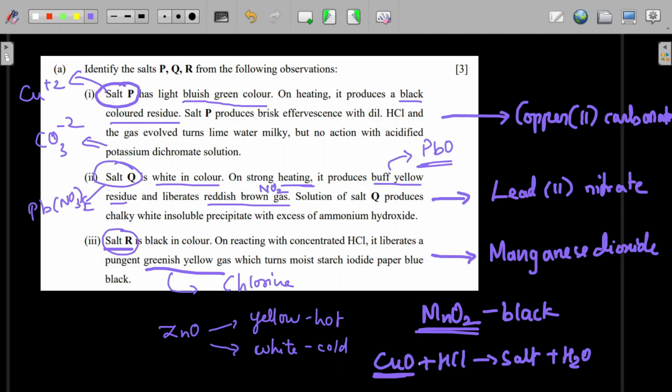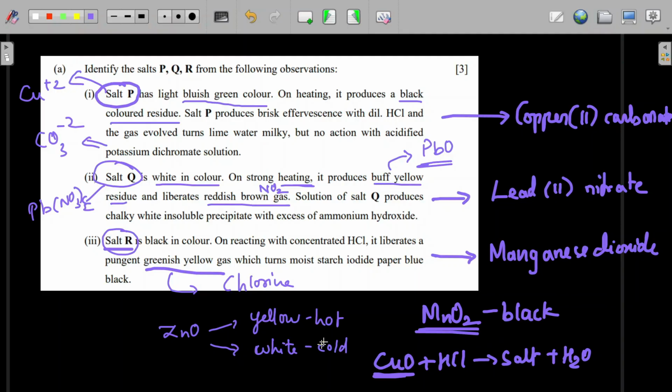Because MnO2 is not a base, it is an oxidizing agent. Aren't we supposed to write MnCl2? Why? MnCl2 is a compound formed, yes, but here you are taking MnO2 and treating it with HCl. So it is a reactant, not the product. MnCl2 is what you are getting after the reaction: MnCl2 plus H2O plus Cl2.